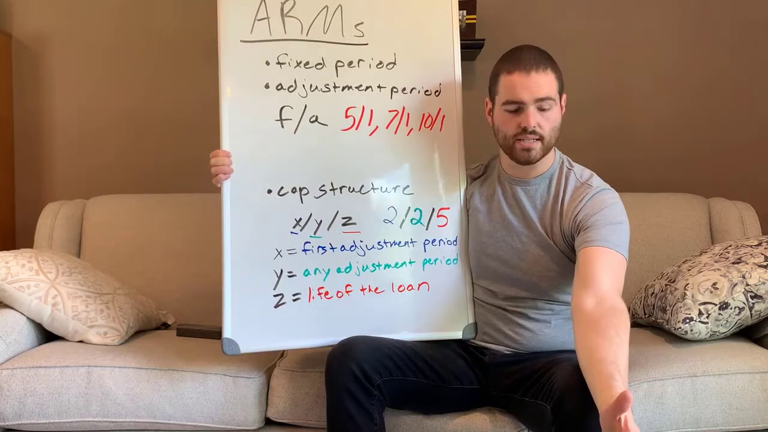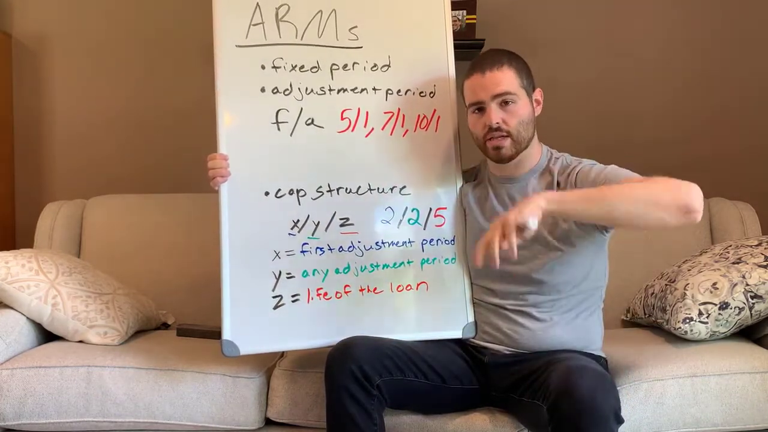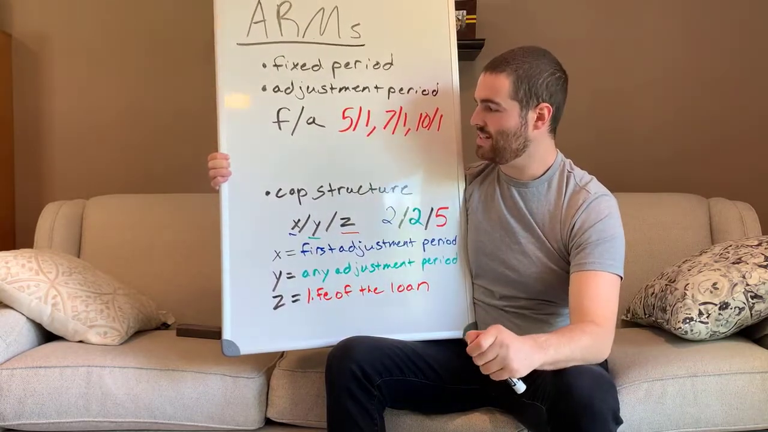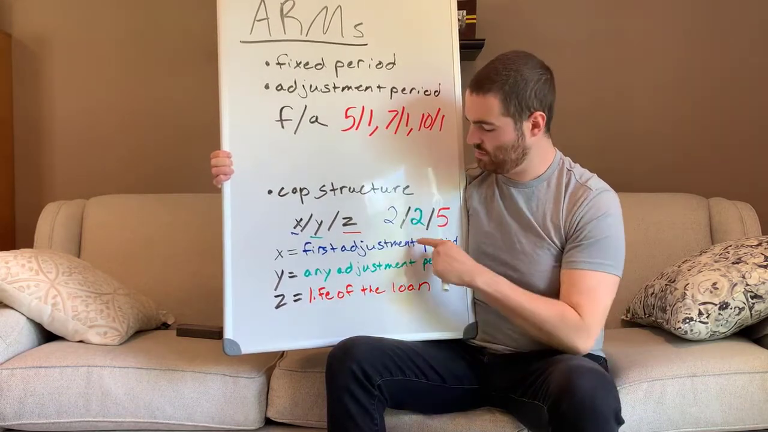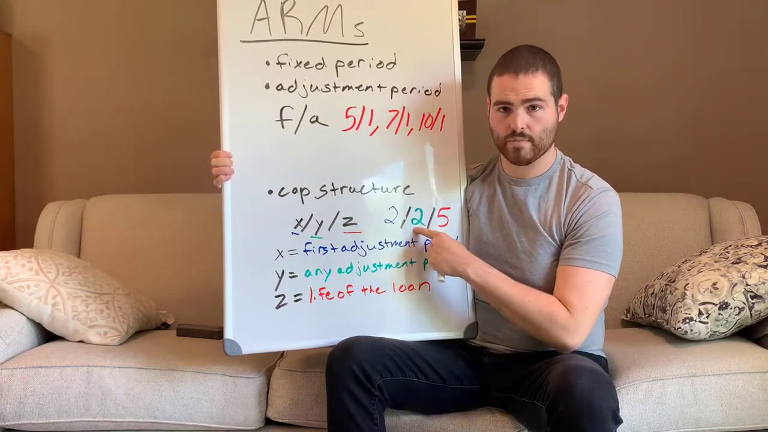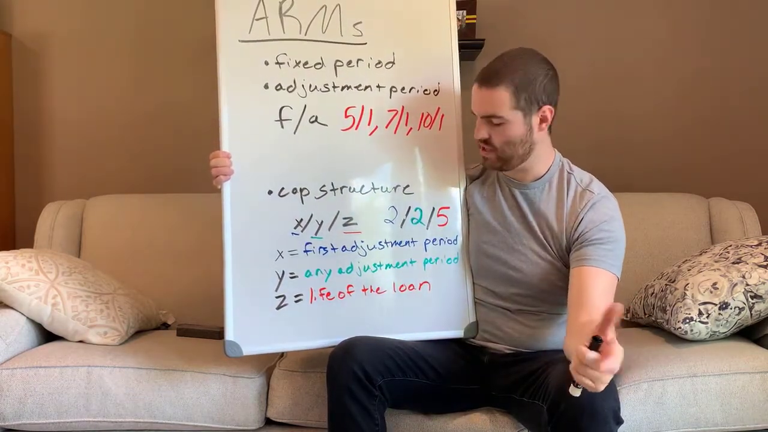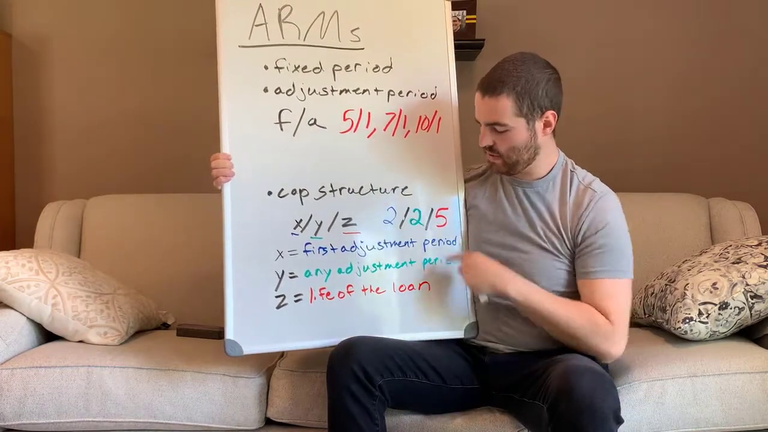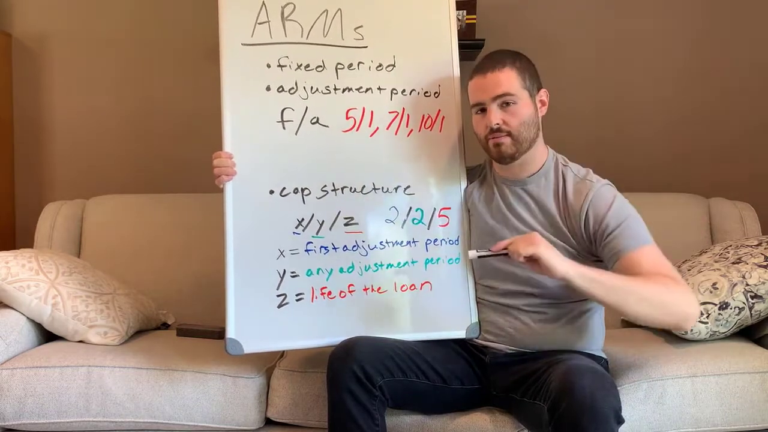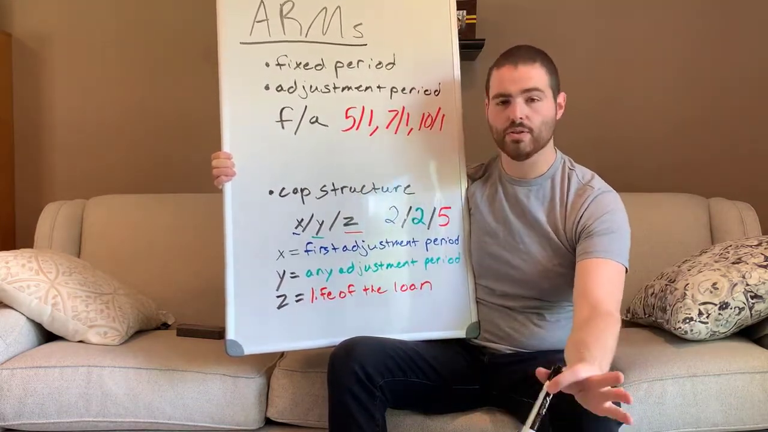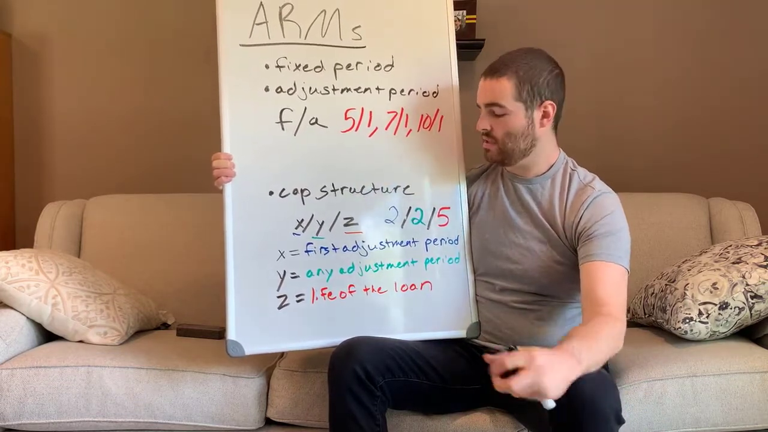Worst case scenario, let's say it does. So you started at 4%. At the end of 5 years, it went up 2%, so now you're looking at a 6% interest rate. Then each additional year, the interest rate can go up and down a maximum of 2%. So in each additional adjustment period, you can go up and down 2%. Then over the life of the loan, it could not go up or down more than 5%. So you start at 4%. The worst possible terms you could see over the life of the loan would be 9%.